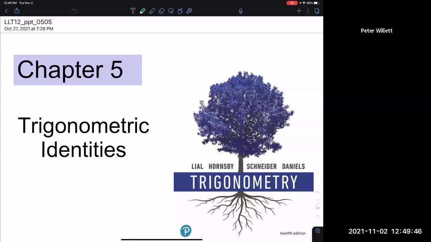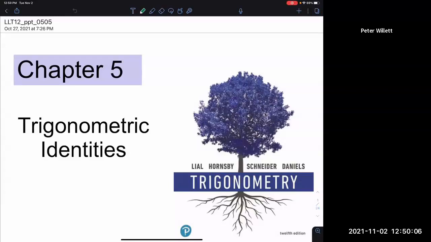We are still in chapter 5. Chapter 5 has all been about trigonometric identities. And so what have we done? We've done the fundamental identities, which we learned at the beginning of the chapter, like in 5.1.